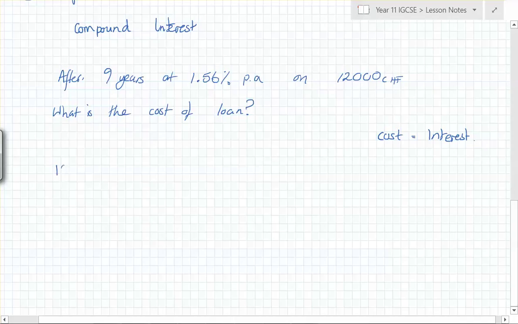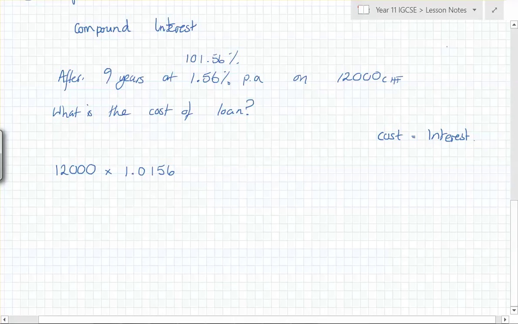12,000 times 0.56 divided by 9. 12,000 times, sorry what? 0.56? No. 1.156. No, sorry. 1.0156. Okay. Don't forget, it's an increase, it's 100, but this would be 101.56%. So be careful.